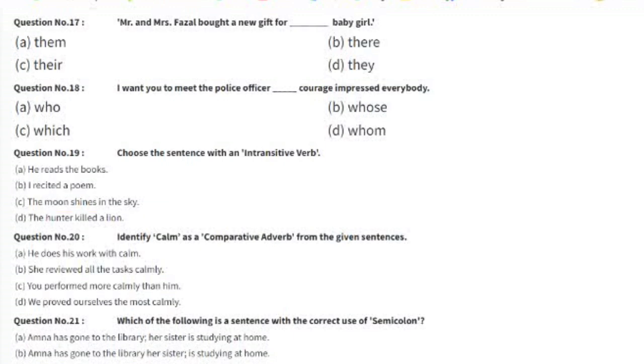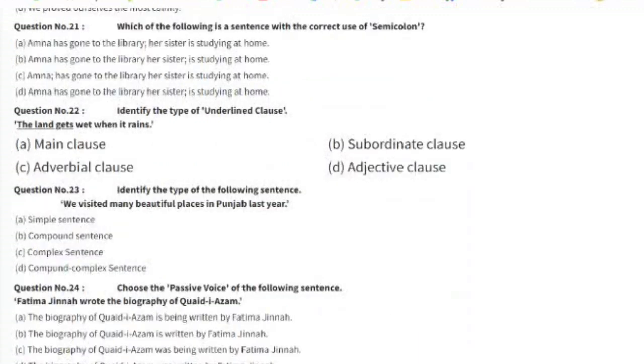Question number 20, identify calm as a comparative adverb from the given sentences. The right answer is C, you performed more calmly than him. Question number 21, which of the following is a sentence with the correct use of semicolon? The right answer is A. Question number 22, identify the type of underlined clause. The land gets wet when it rains. The right answer is A, main clause.